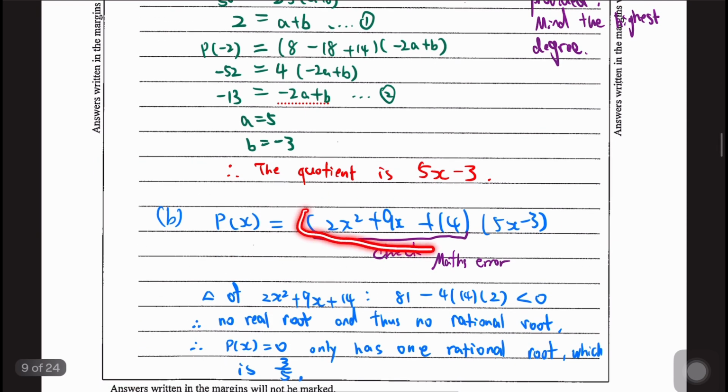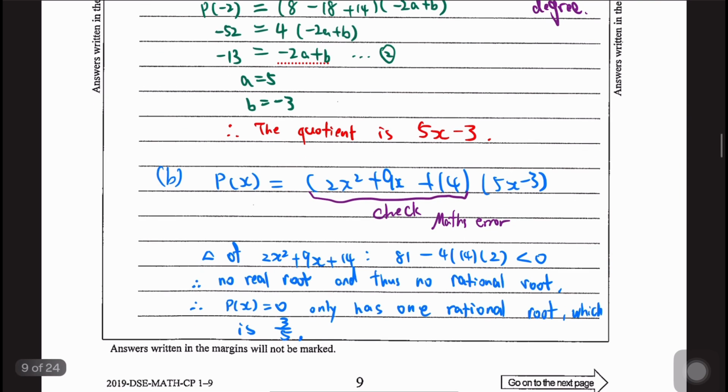So check this one. When we meet a quadratic equation, we always check with the formula to see if there are any real roots. It shows math error, which means no real roots. The only root here should be x equals 3 over 5. Okay, but you need to show the marker that it is not real. So the discriminant of this one is smaller than 0, which means no real roots. So no real roots and no rational roots. As we say, a rational root must be real, right? So no real roots means no rational roots for the quadratic equation here.